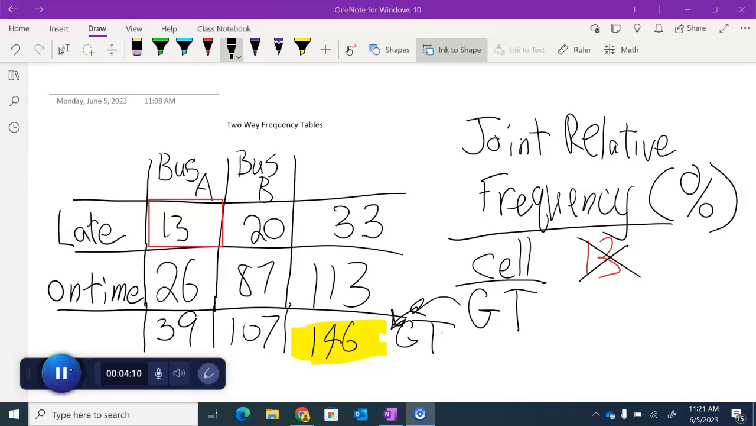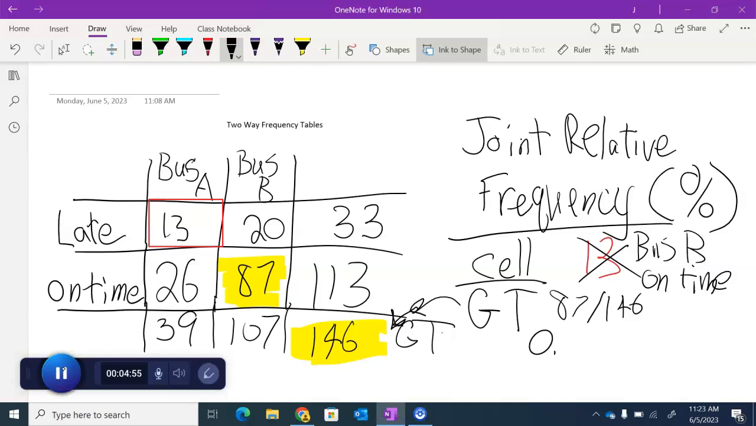Alright, now let's talk about bus B, and let's do something crazy. Let's do on time. How often was bus B on time? We're actually going to look at on time for bus B, which would be 87. So 87 divided by 146, our grand total.